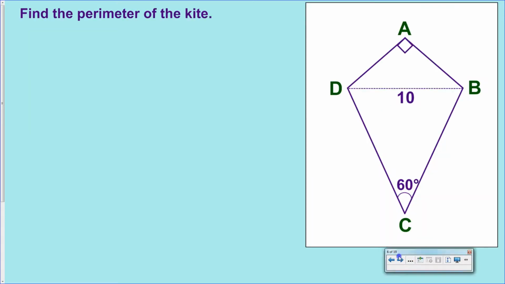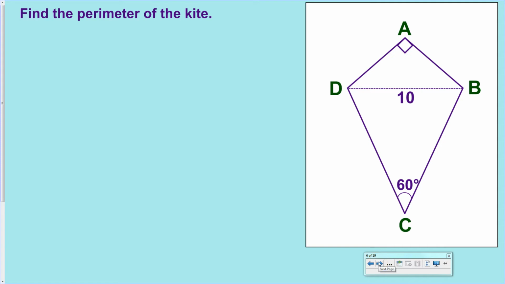Okay, time for our first example. It doesn't look like I gave you a whole lot of information there, but it is totally possible to find the perimeter of that kite. Why don't you pause the video and see if you can work that out? There's several steps to this problem, but give it a shot.